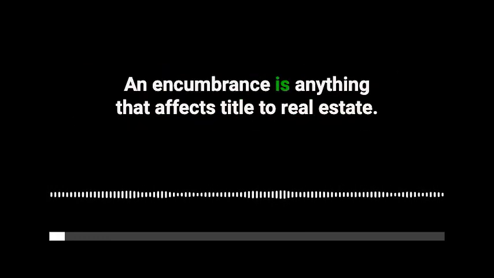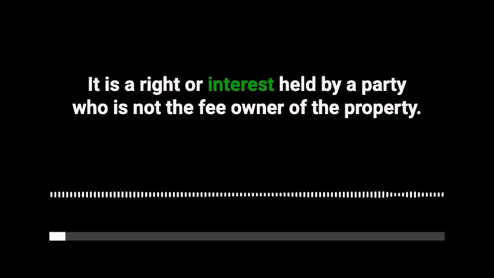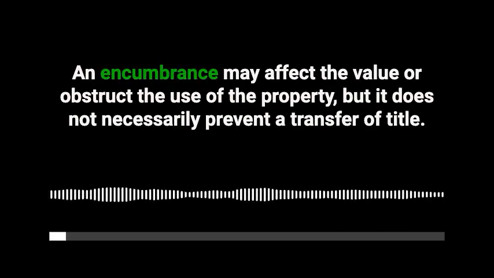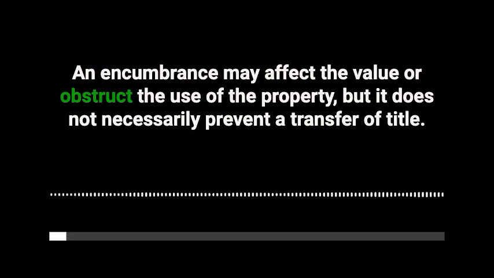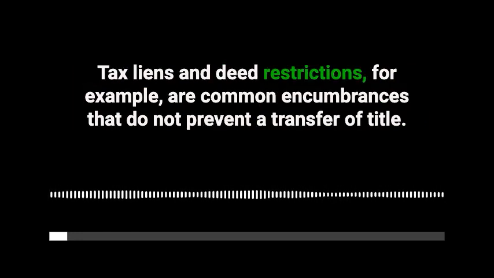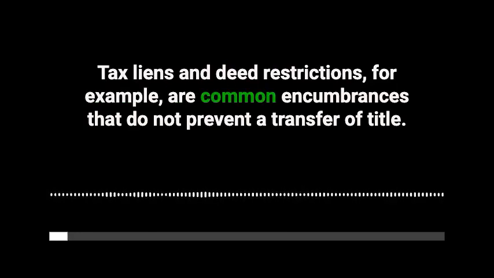An encumbrance is anything that affects title to real estate. It is a right or interest held by a party who is not the fee owner of the property. An encumbrance may affect the value or obstruct the use of the property, but it does not necessarily prevent a transfer of title. Tax liens and deed restrictions, for example, are common encumbrances that do not prevent a transfer of title.